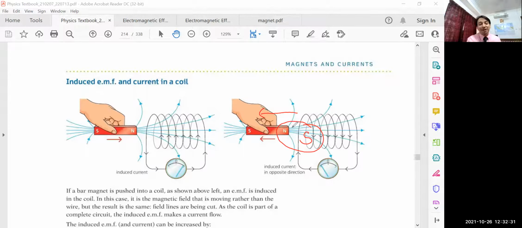Now, initially, what happens, children? Here it is repelling. It's a rebellion. It's saying, don't come closer to me. In the second case, where the magnet is going away, Lenz said that the coil will create a pole in such a way that it will try to attract. Then it will say, don't go away from me. Come closer to me, be here.